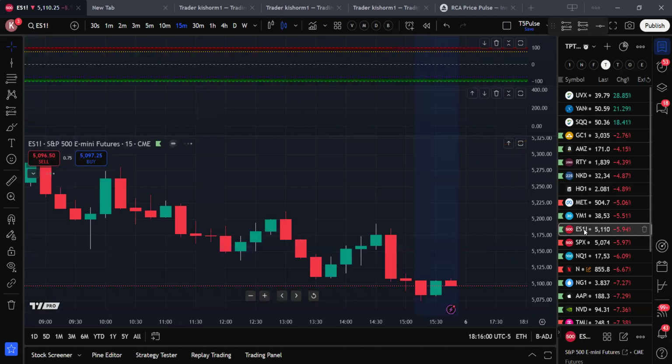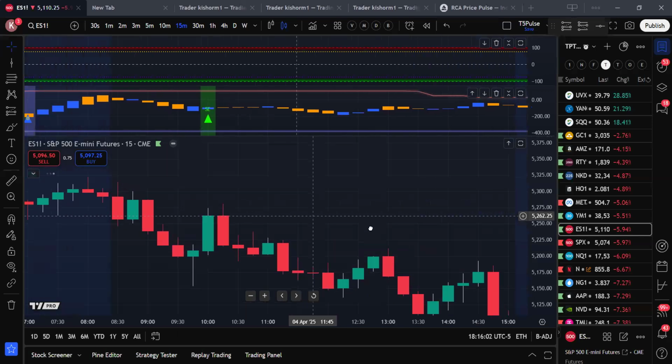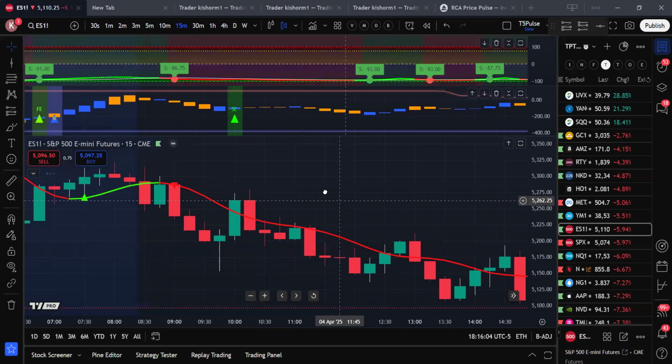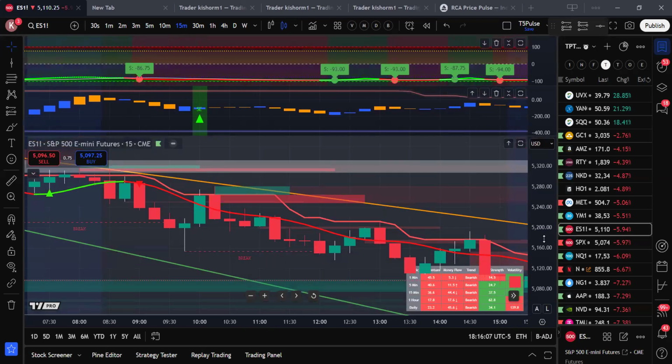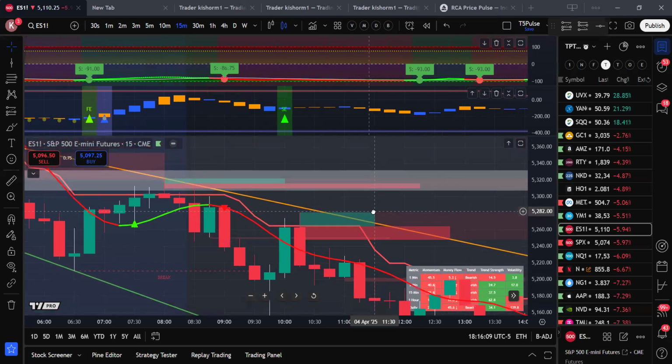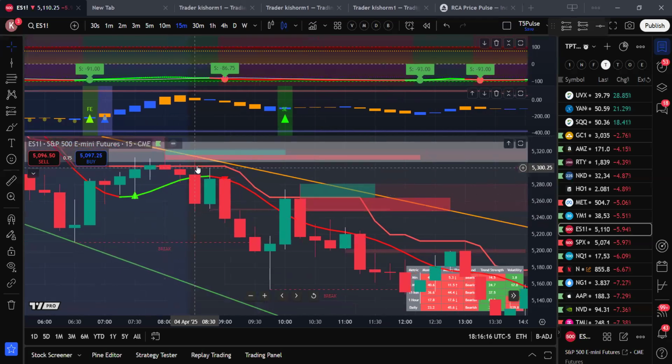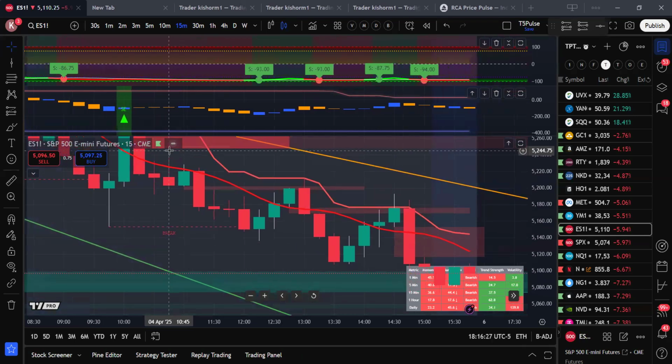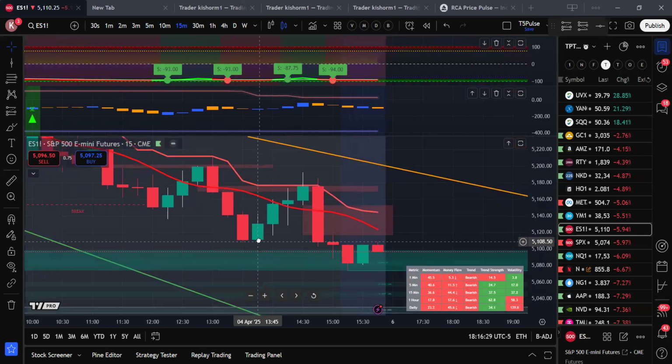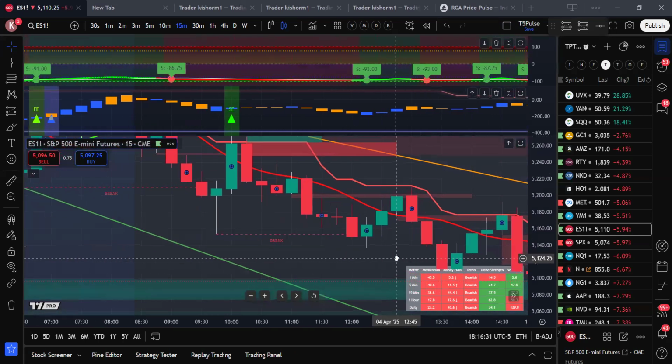Let us go and check ES. Overall ES is in a bearish trend. If you see ES, you can see this is our trend line resistance. It came to the support, went up. Again it touched the trend line resistance. At the news event, suddenly it moved up, touched the resistance, came down. Again went up, again came all the way down.